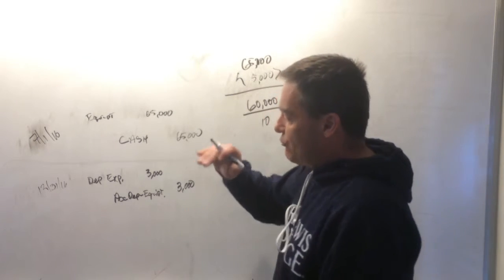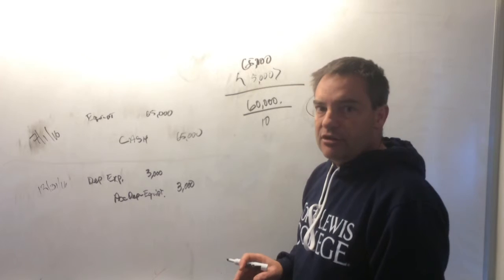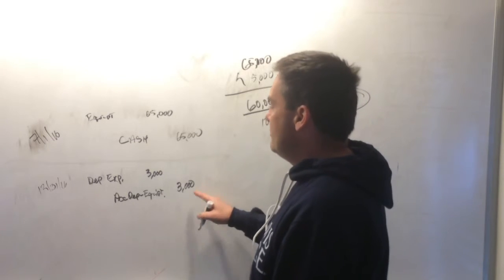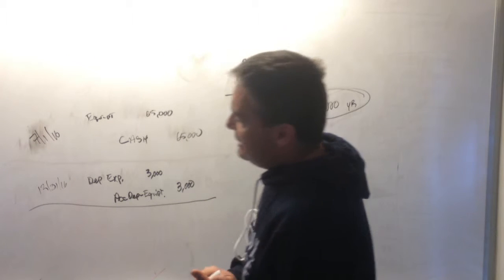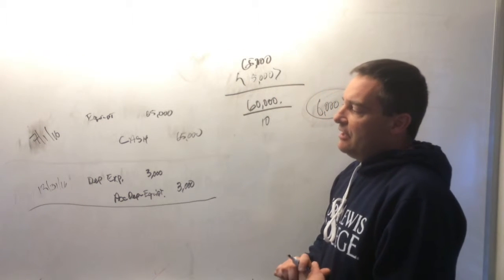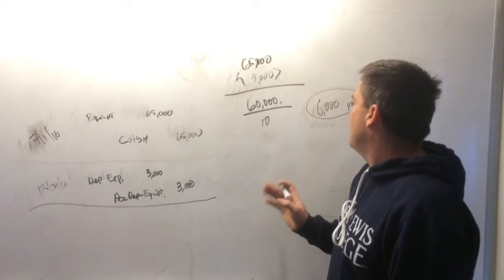So you would have equipment, and then directly underneath that you would have less accumulated depreciation equipment, $3,000. So this would be your first journal entry that you would make at the end of the first year. You would take 1/2 of a year.